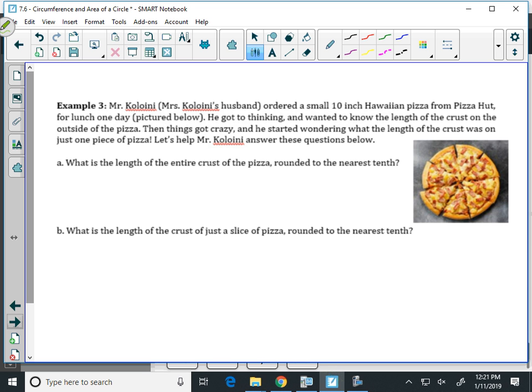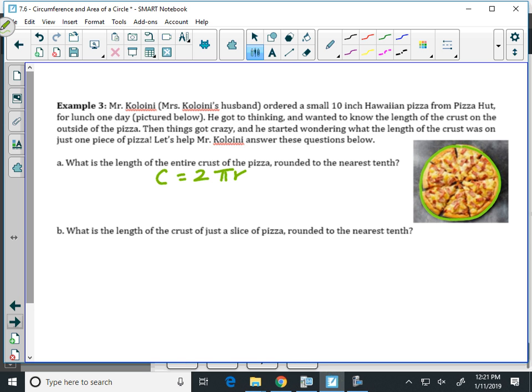So first things first, what is the length of the entire crust of the pizza? Well, the crust is all the way on the outside of your circle, which is essentially, we're trying to find the length of the entire outside of the circle. We're trying to find the what? Circumference. So let's find the circumference of this pizza. We're going to write down the formula for circumference, which is what? 2 pi r.